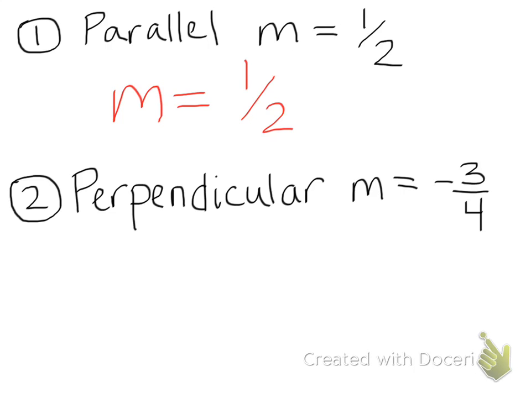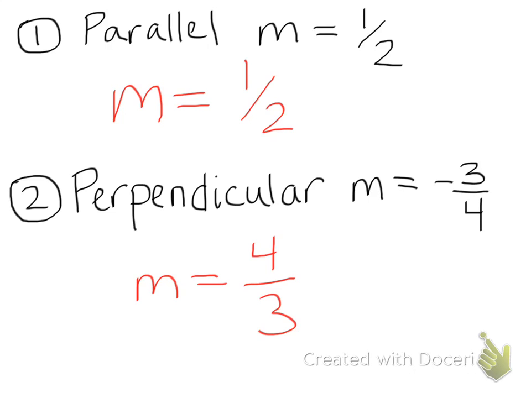Number 2, we're trying to find a line that's perpendicular. So therefore it needs to be opposite reciprocal slope. So it needs to have an opposite sign and you want to flip the fraction. So looking at this one, m is equal to -3/4, so we want to make it positive. And then we're going to flip the fraction. So instead of 3/4, it's going to be 4/3.